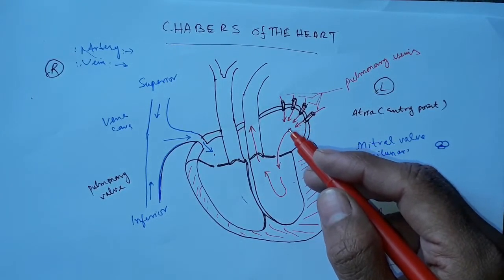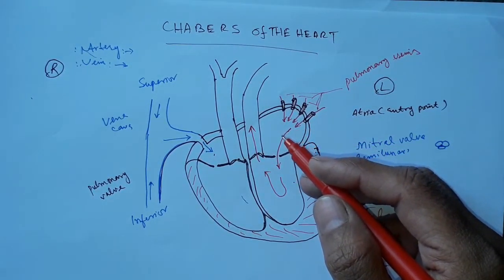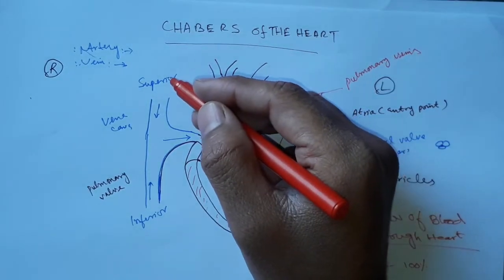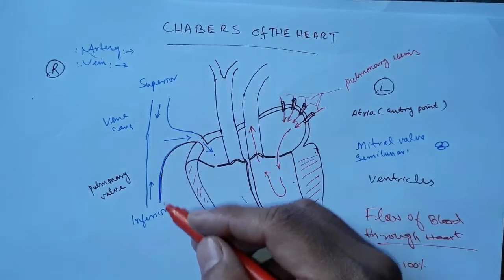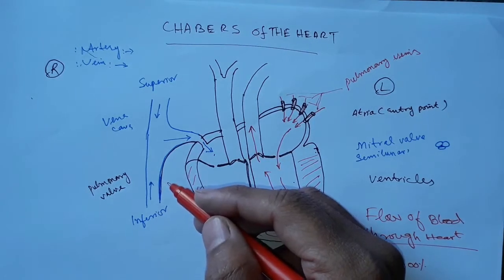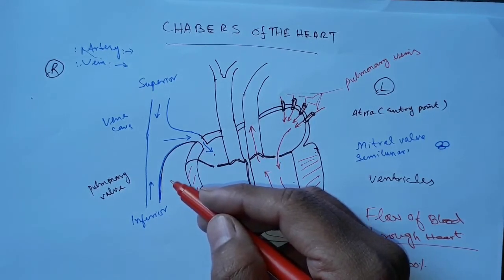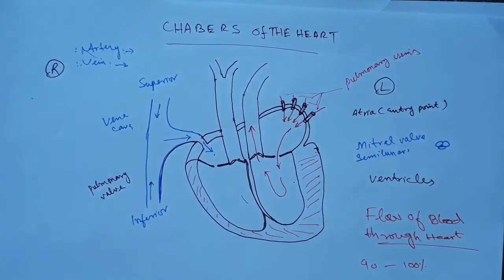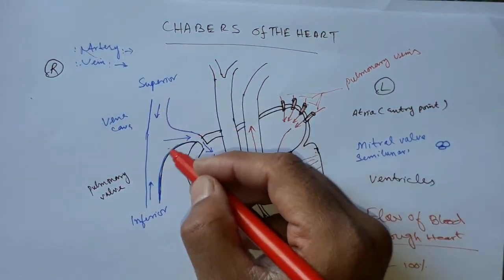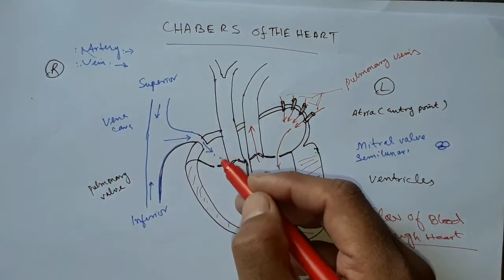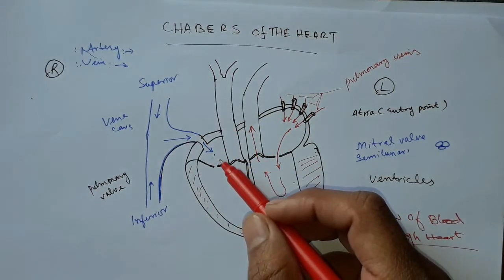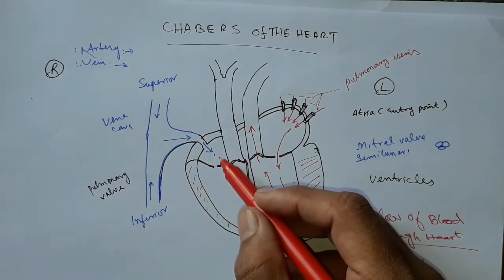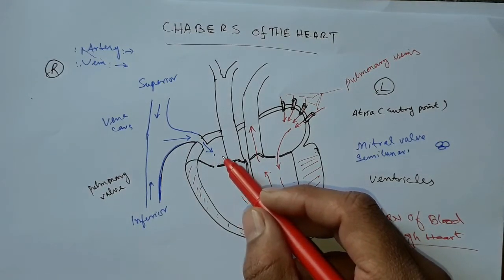and it arrives back from the systemic circulation from the top part of the body via the superior vena cava, and from the lower part of the body via the inferior vena cava. And the partially deoxygenated blood, we will draw it in blue color. This is the partially deoxygenated blood which will enter into the right atrium. This is the right atrium of the heart.